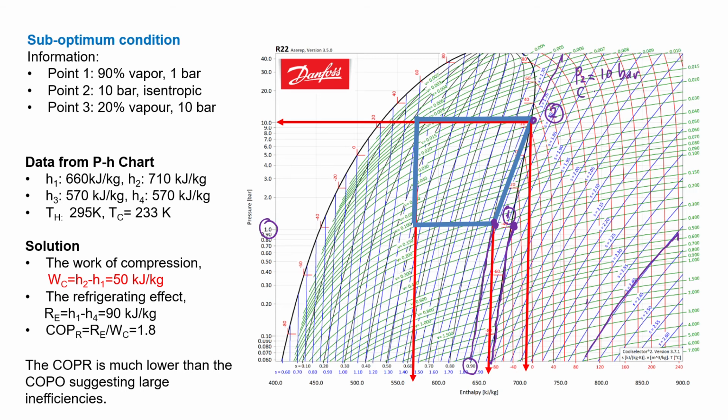The condition of the point 2 is probably close to saturated, so I would say it is superheated, slightly superheated vapor. And you see what's the temperature. T2 equal to, you see there, it's in between 20 and 80, most probably 25 or something. Yeah, 25 degrees Celsius.